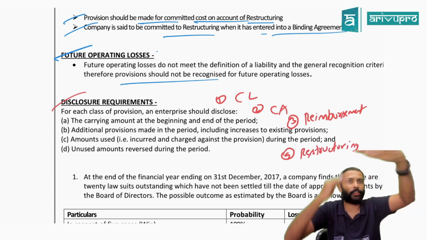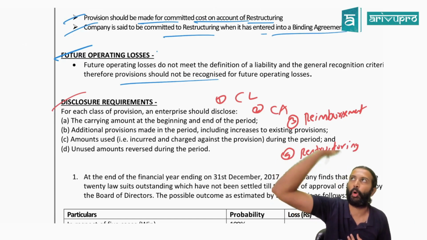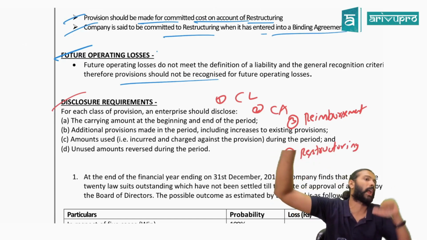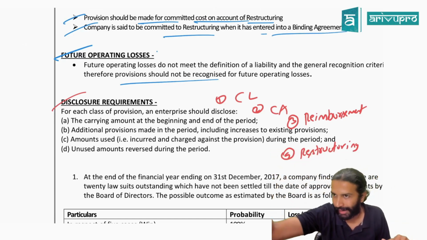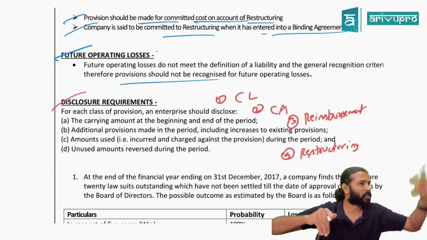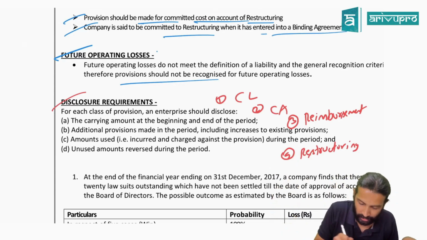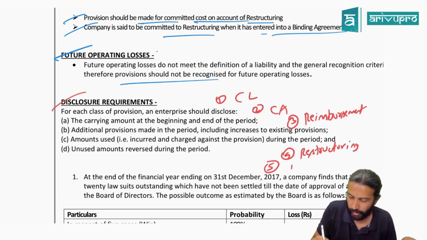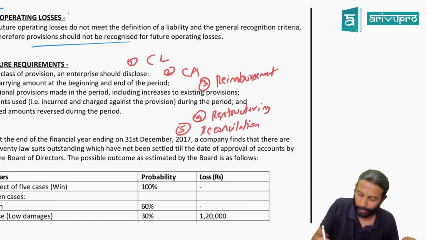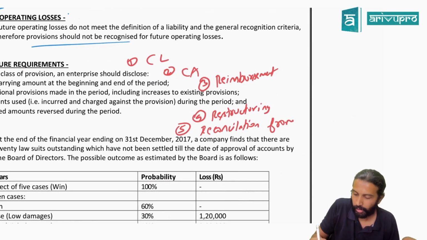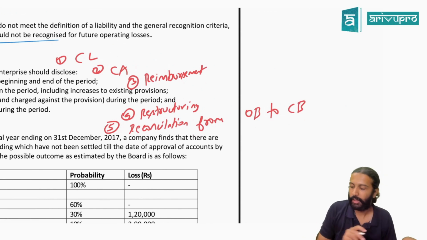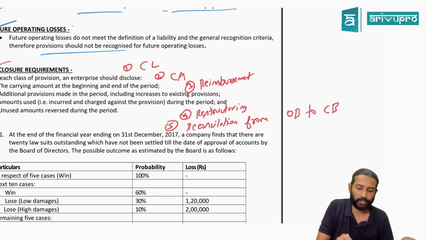And you need to give a reconciliation of provision, from opening balance till closing balance, showing what happened. How much provision you made additionally during the current year, how much got reversed, how much got utilized. That reconciliation you need to give, from opening balance to closing balance. That's for the provisions.